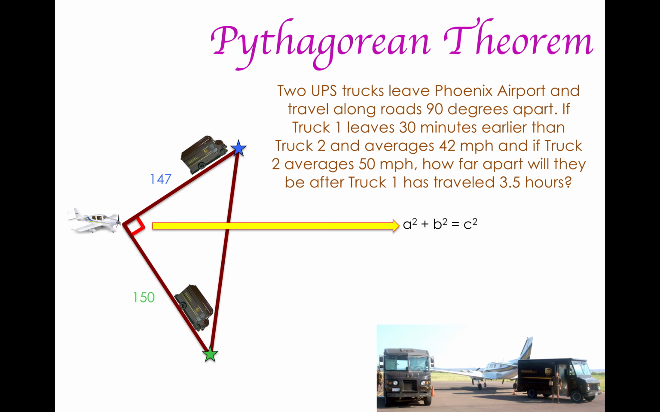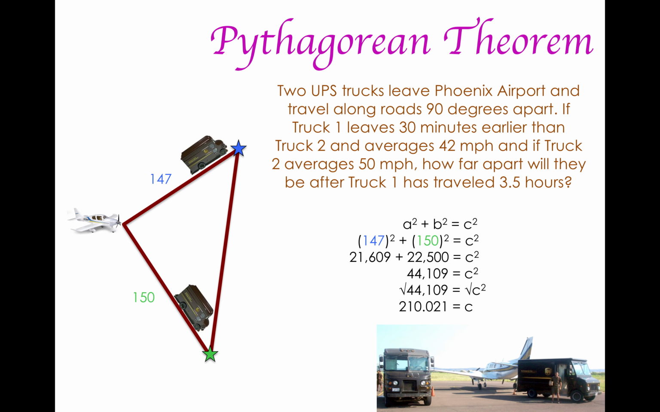Okay. So in this particular case, at the beginning, they told us that they were driving 90 degrees apart, so we know that it's a right angle. We're looking for the hypotenuse in this problem, so we can use the Pythagorean theorem. A squared plus b squared equals c squared. Remember, we already know the legs: the distance from the airport to the blue star and from the airport to the green star. So we're just going to put it into our formula for a squared plus b squared equals c squared.